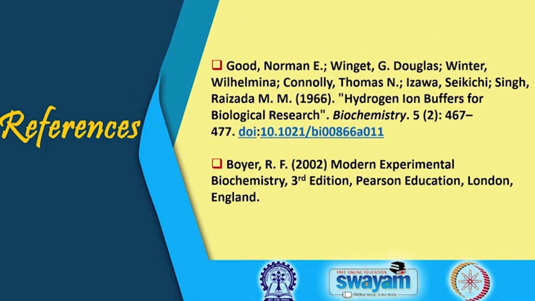The references that we will be following for the course are Modern Experimental Biochemistry by Boyer and a specific paper related to hydrogen ion buffers for biological research, that gives you an idea of how the different buffers are made and how they can be prepared. We will be looking at some of these in our next lecture.